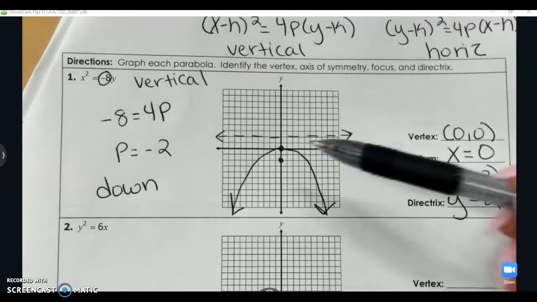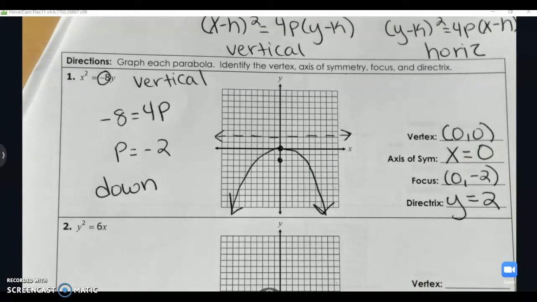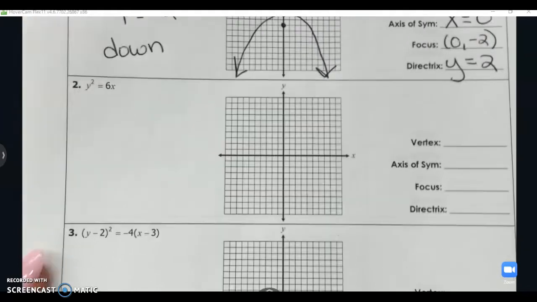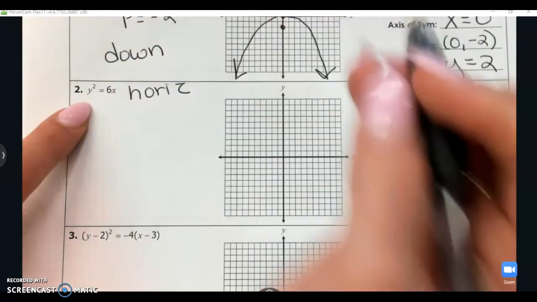What I want to look at is the vertex, focus, directrix, and that your parabola is in the correct direction. Other than that, I'm not going to be super picky. All right, let's look again now at number 2. This is a horizontal parabola. We know that because we have y squared.